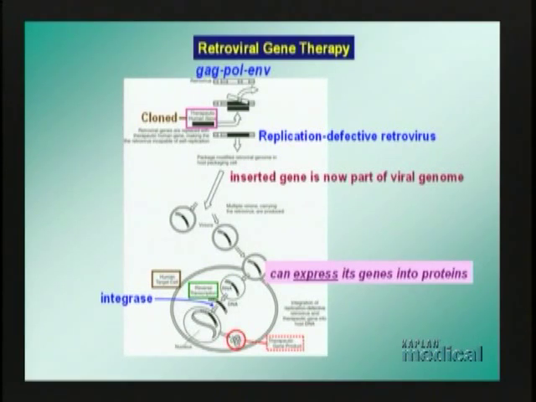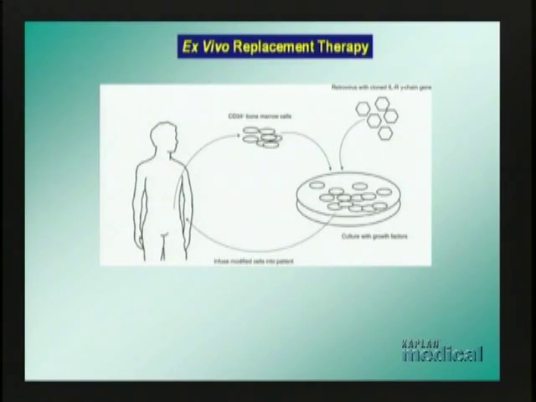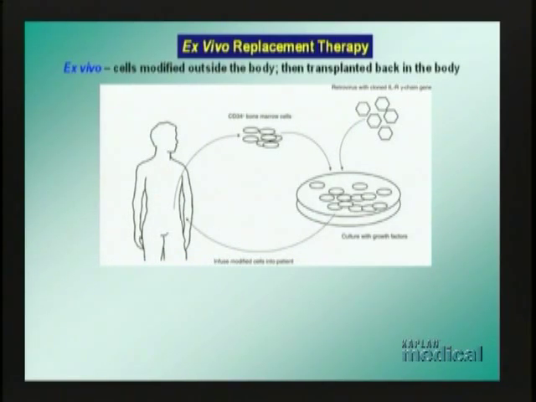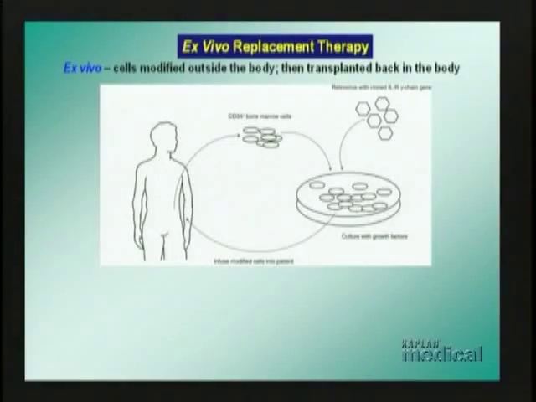Now, how was this replication defective virus used clinically? Now, that's shown here in this ex vivo replacement therapy slide. Now, what is ex vivo replacement therapy? What that stands for is that cells are taken out of a human, and then when they're taken out of a human, those cells are then manipulated. You add to those cells this therapeutic gene, and then these cells have been altered, and then you give them back to this human being, and the idea being trying to cure a defective tissue.